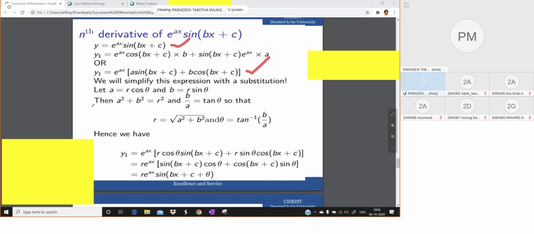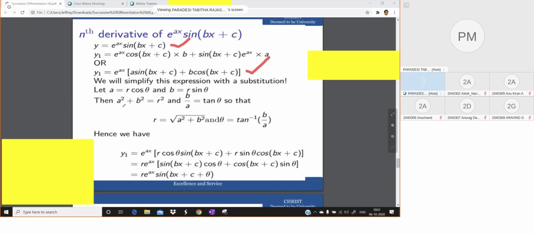We're just differentiating. We're applying the product rule. We kept e power ax as it is and differentiated the sine function. We kept the sine function as it is. We differentiated the exponential function. So then you took the exponential function common out and we got within brackets a sine bx plus c plus b cos bx plus c.